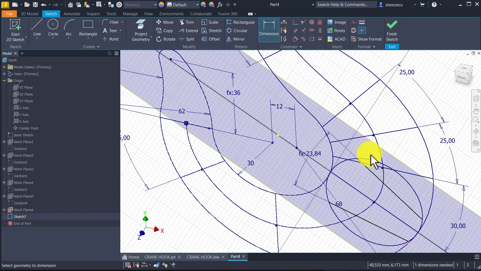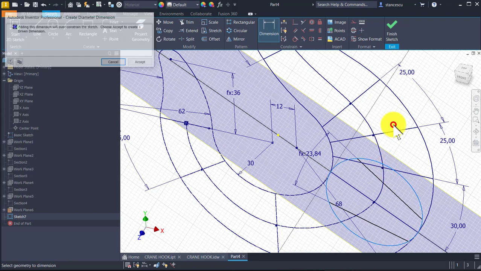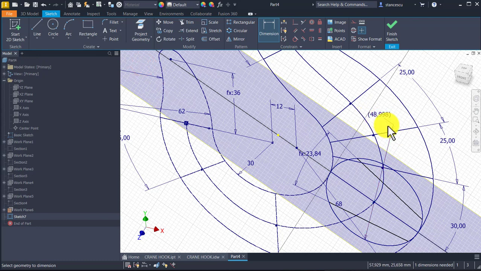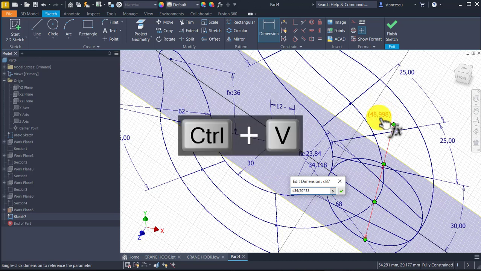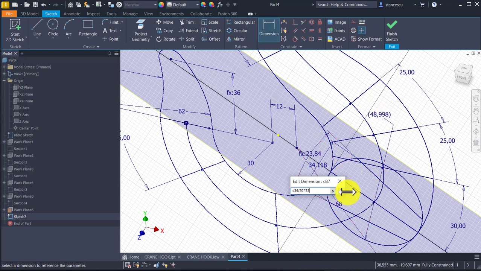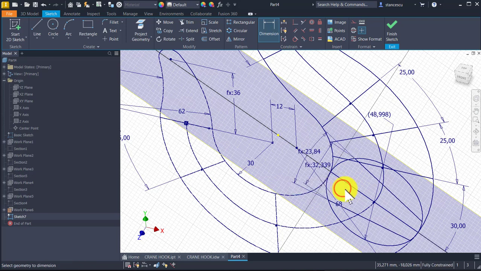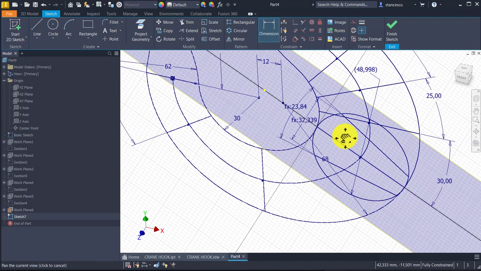diameter of the driven dimension, accept 48998, and then the last expression, which is this diameter, and Control V. Yes, because always we use always this expression.